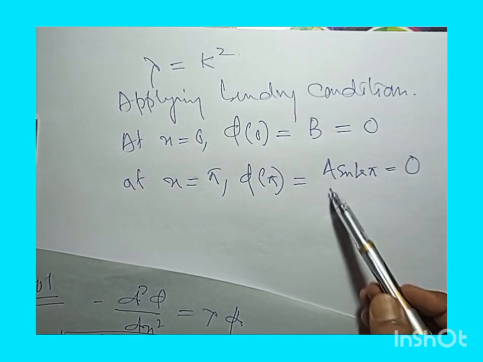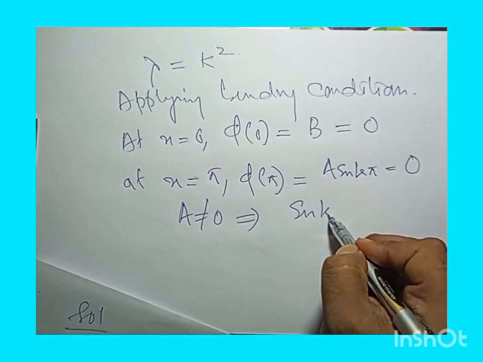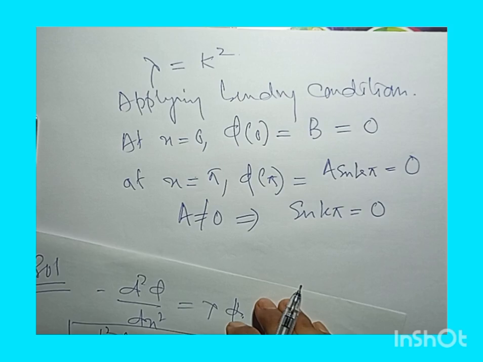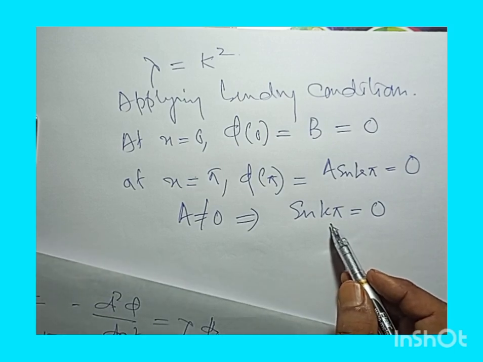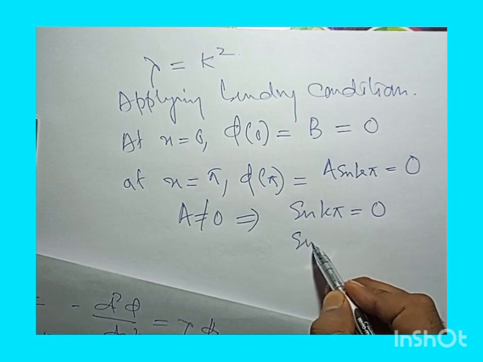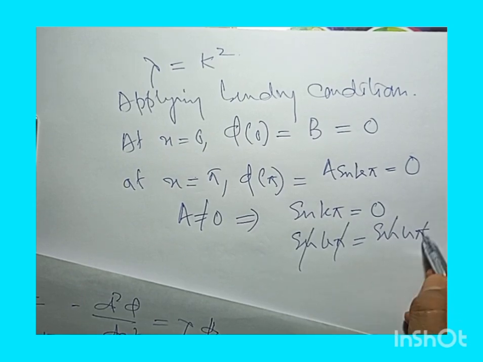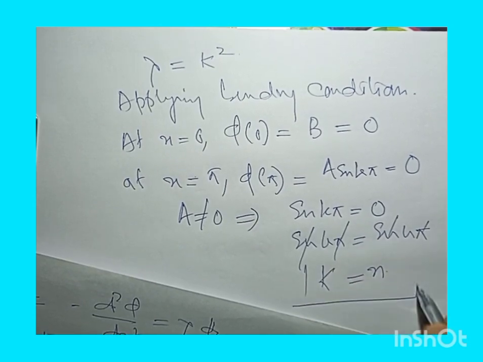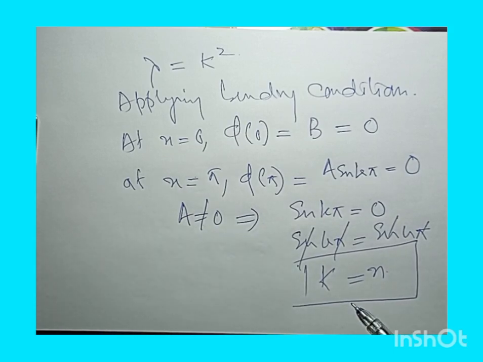Sine of k pi, so a is not equal to 0 here. So what that implies? That implies sine of k pi is 0. And for a non-trivial solution, sine of k pi is equal to 0. So we can write sine of k pi as sine of n pi. So sine will go, pi will go, so k will be n. So we have got the eigenvalues. What are our eigenvalues then? For k equal to n, lambda is equal to k squared, but k is n, and this is going to give me the eigenvalues.